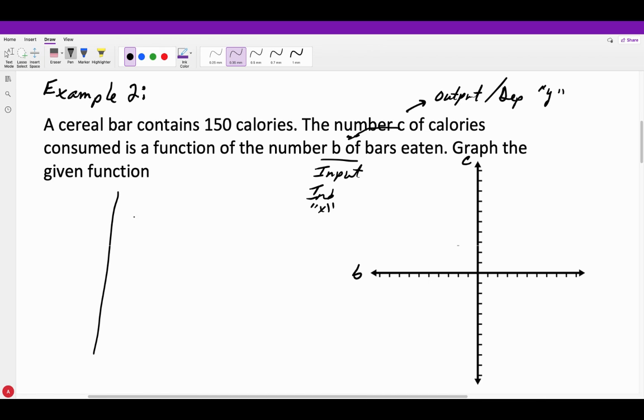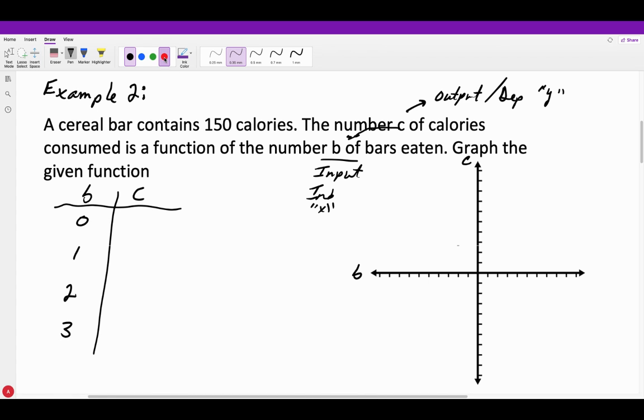Now I'm going to create a table just like I did before. I'm going to have my B and my C instead, because those are the variables we're using here. I'm just going to graph a few bars: 0, 1, 2, and we'll do one more, 3. Those will be the domain values I'm picking.